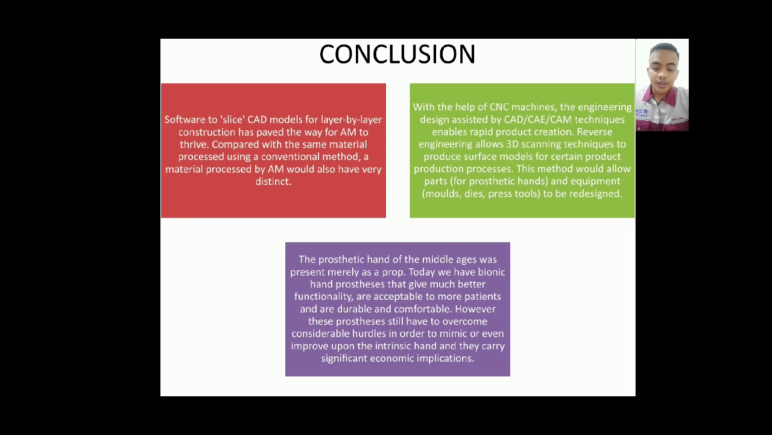The prosthetic hand of the Middle Ages was present merely as a prop. Today, we have bionic hand prosthetics that give much better functionality, are acceptable to more patients, and are durable and comfortable. However, these prosthetics still have to overcome considerable hurdles in order to mimic or even improve upon the elastic hand, and they carry significant economic implications.